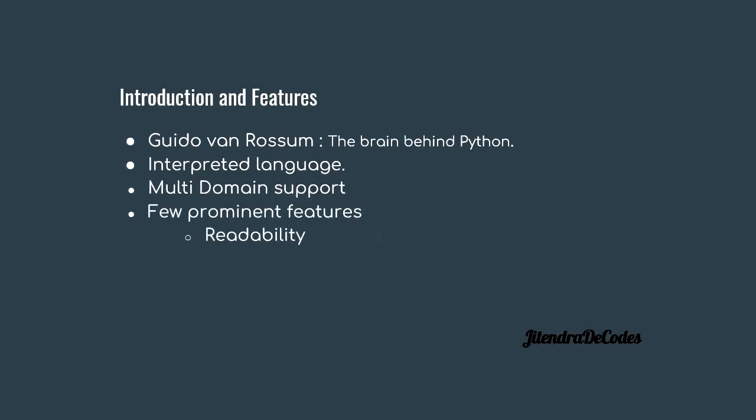Now, let's see some prominent features of Python language. First, readability. Yes, as we all know, Python syntax is designed to be easily readable and concise, using indentation to define a code block instead of curly braces or some keywords. Second, dynamic typing. Python is dynamically typed, allowing variables to be assigned without explicitly declaring their type. The interpreter determines the type based on the assigned value at runtime.